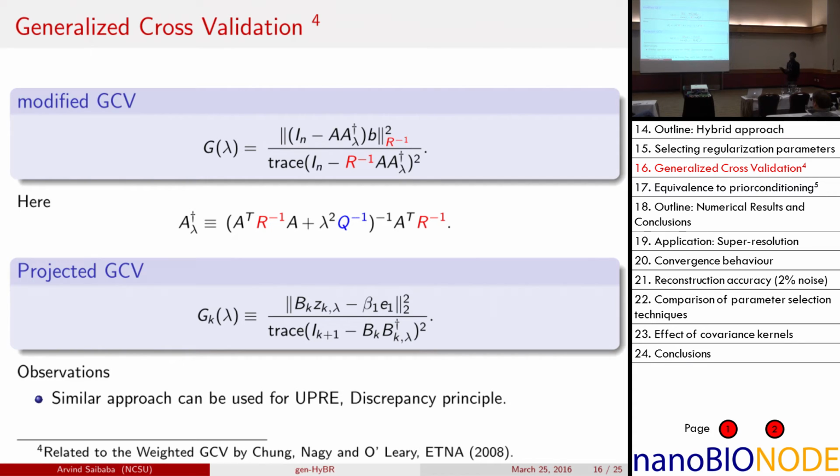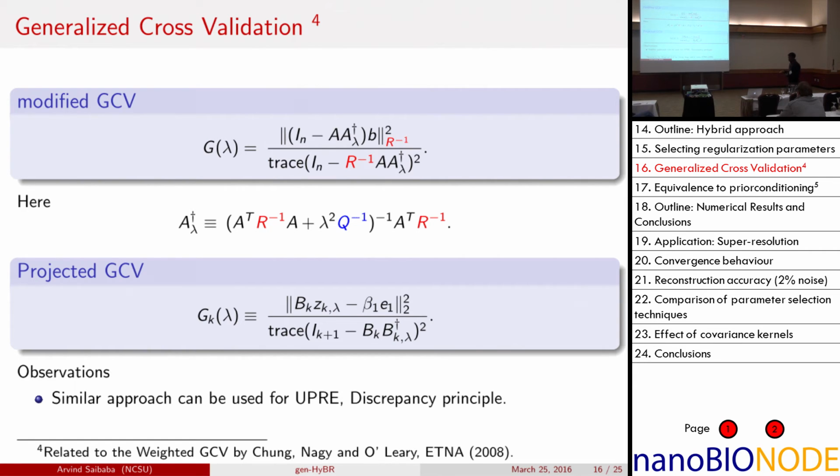So I'll explain how we can use this for one particular parameter selection method, which is called generalized cross-validation. And we had to modify it slightly to account for these noise covariance matrices R and Q. Ideally, I wanted to call it generalized covariance cross-validation, but I thought it was a little too much. But anyway, the point here is that now there's an R inverse here. And in a sense, this is related to the weighted GCV used by Julianne, Jim, and Diane.